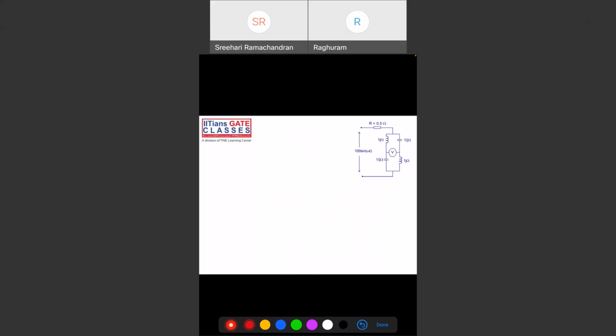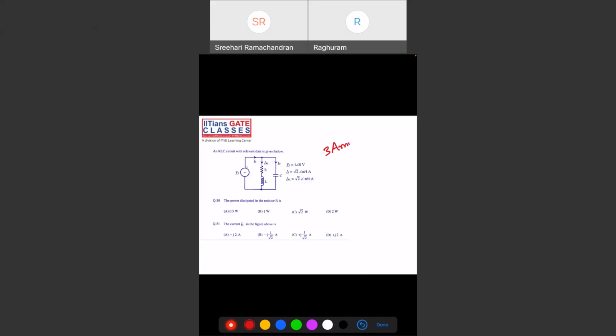Okay, this is again a tricky question. An RLC circuit with relevant data is given. I don't think this is important, because you should understand there is a concept called the 3 ammeter method. This is important for EEE guys and instrumentation guys. There are 3 ammeter and 3 voltmeter methods. These are a bit tricky ones. You should understand the vector diagram and do this kind of problems, okay?